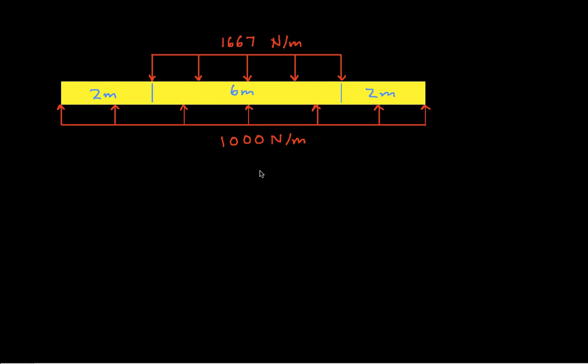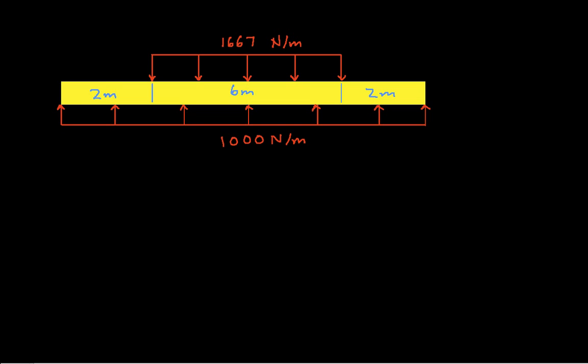So here we have an example. We have our yellow beam of sunshine or happiness or whatever you want to call it. It's just very yellow. And it has a distributed load on the top, which is 1,667 newtons per meter. It has a distributed load on the bottom pushing up, which is 1,000 newtons per meter. And what we want to do, again, is find the shear diagram, the function v of x, and the moment diagram, which is the function m of x.